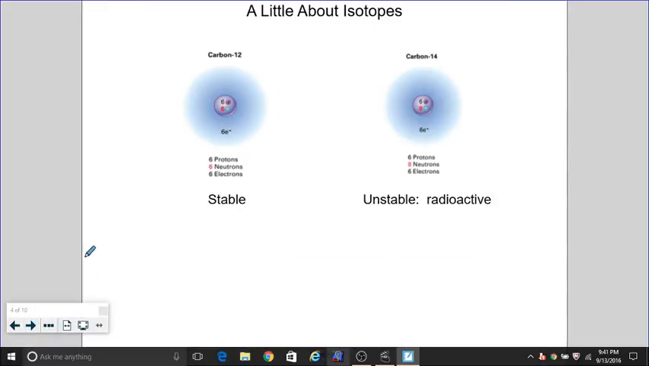Okay, so I remember I said that the atomic mass is an average.